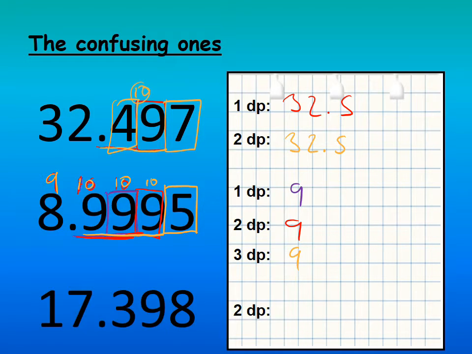Okay, let's see if you understand it. Have a go at the third one: 17.398 to 2 decimal places. And here's the answer. 2 decimal places, the 8 affects the 9, makes it into 10. My final answer is 17.4. So, this is everything you need to know. Have a go at the exercise.